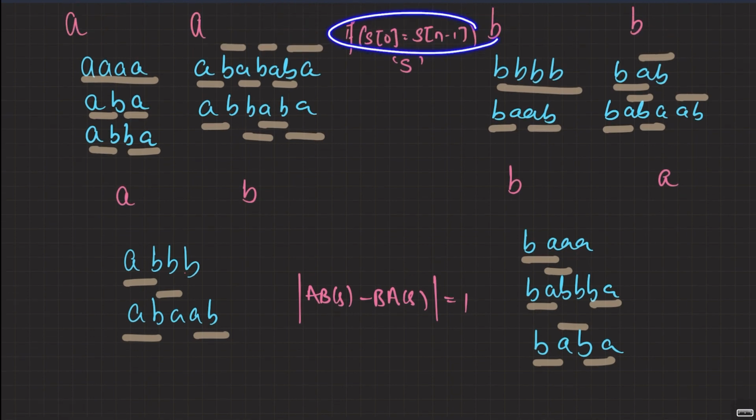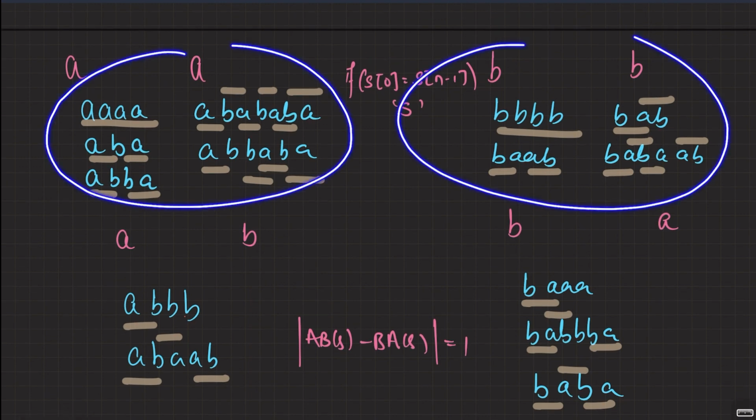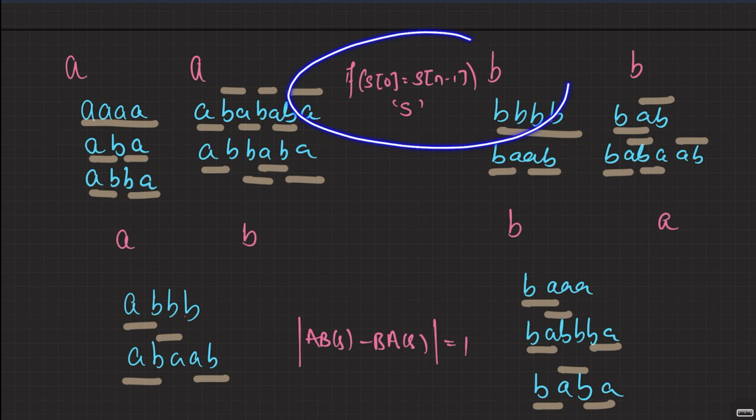And we found out that if the first and last characters are the same, the number of AB and BA can be made equal, right? The observation that we made here is that if the first and last characters are the same, then AB and BA are equal.